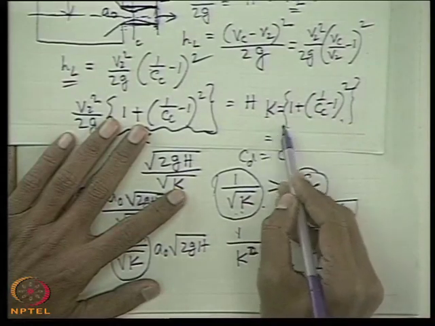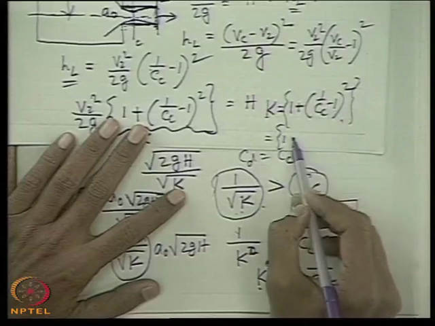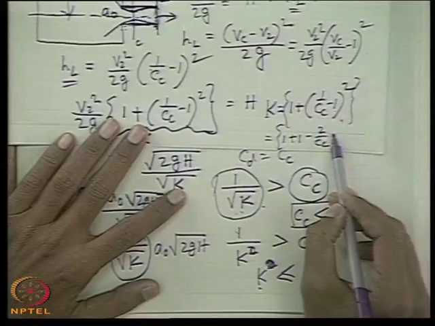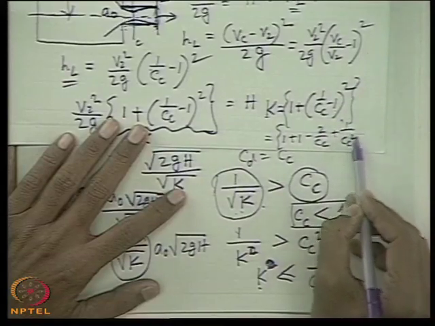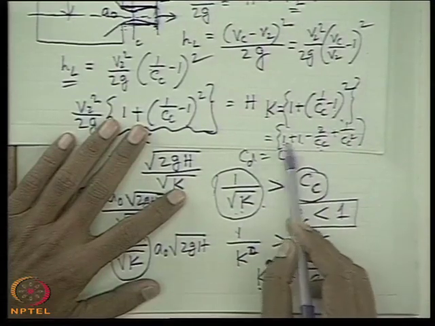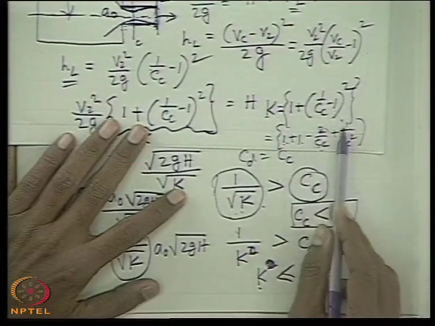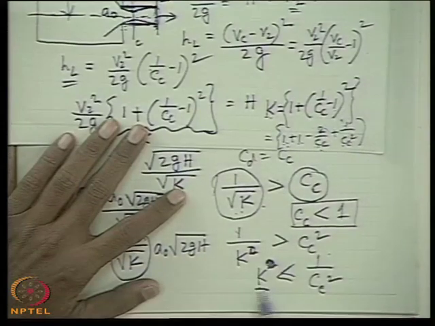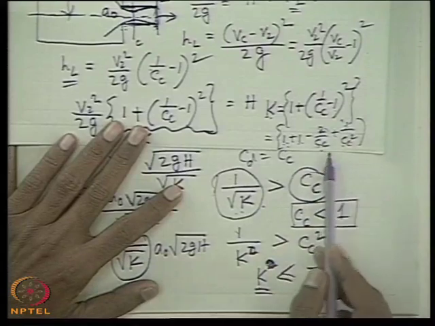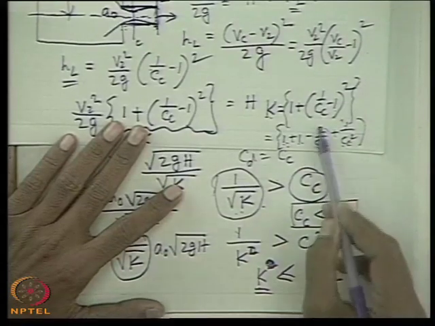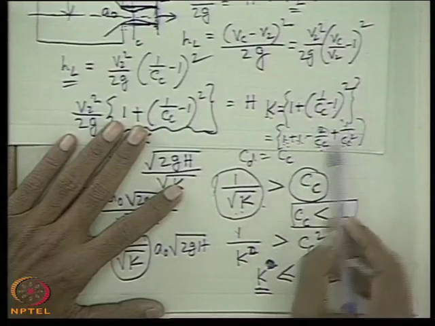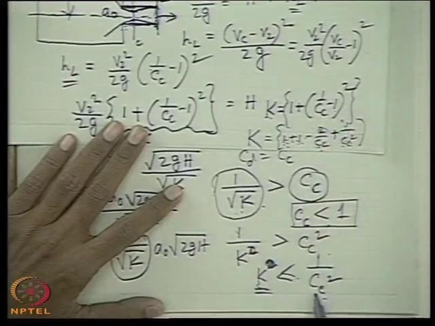One line proof. You just break it: 1, then plus 1 minus 2 by CC, all right, plus 1 by CC square. 2 minus 2 by CC. 2 by CC is greater than 2, so 2 minus 2 by CC is negative. So 1 by CC square minus something. So K is less than 1 by CC square. Very simple, one line proof. Because for all values of CC less than 1, 2 by CC is greater than 2, so 2 minus 2 by CC plus 1 by CC square. Therefore K is always less than 1 by CC square.